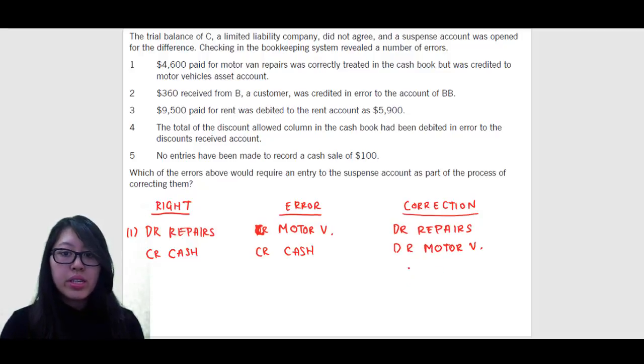And what will the credit be? The credit will be a suspense account, okay? Because there was no problem with the cash account, and so suspense account will do.